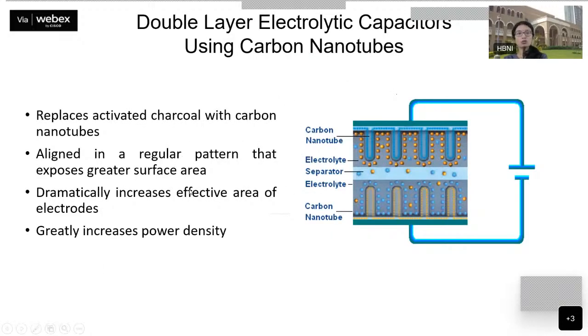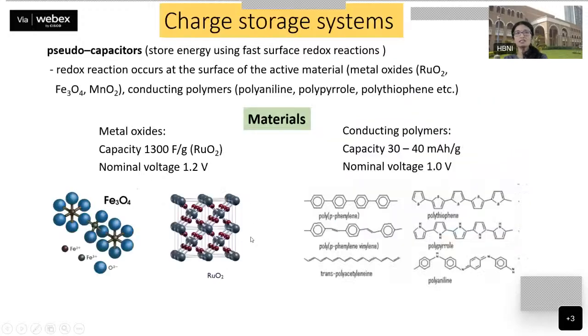You can use carbon nanotubes. It replaces activated charcoal with carbon nanotubes. So it dramatically increases the effective area of the electrodes and greatly increases the power density.